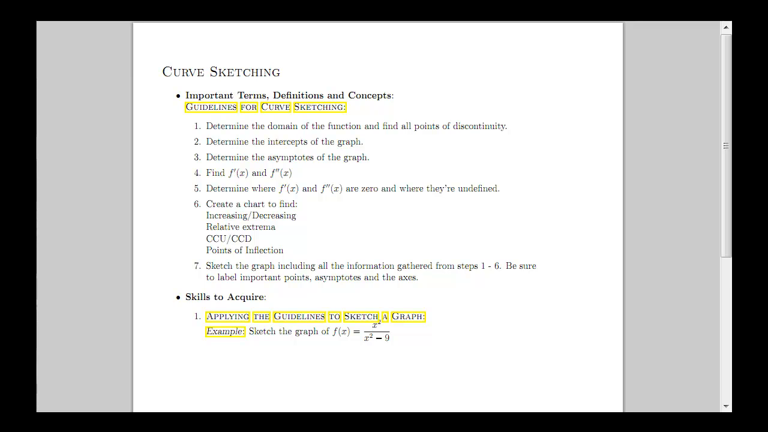So the first thing we want to do is determine the domain and find all points of discontinuity. So we just want to figure out where this is continuous, where it is not continuous. Second, we want to find the intercepts of the graph. We want to find where it crosses the x and y axis. Those are oftentimes of interest.